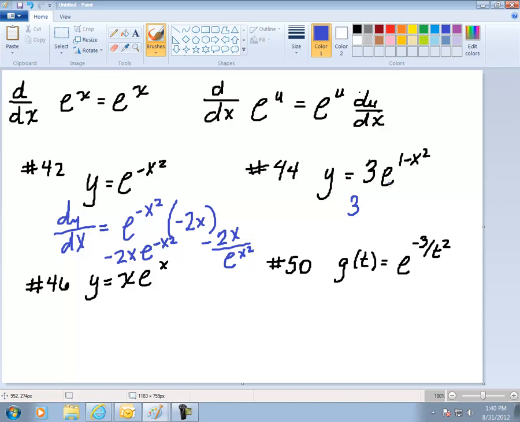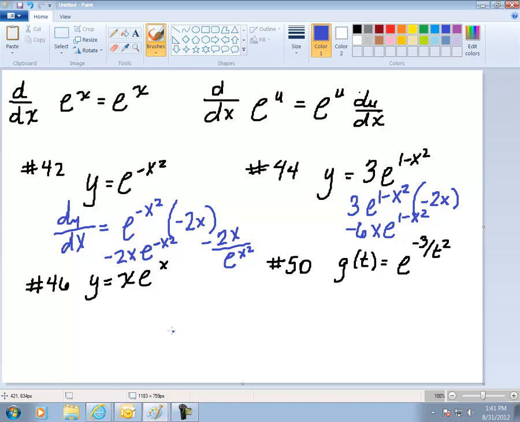All right, and now I'm going to have e to the u, so it's simply e to the 1 minus x squared, and then I have to take du. So I have to take the derivative of 1 minus x squared, which is going to be negative 2x. My negative 2x I can multiply by the 3, and I end up with minus 6x, and then e to the 1 minus x squared.